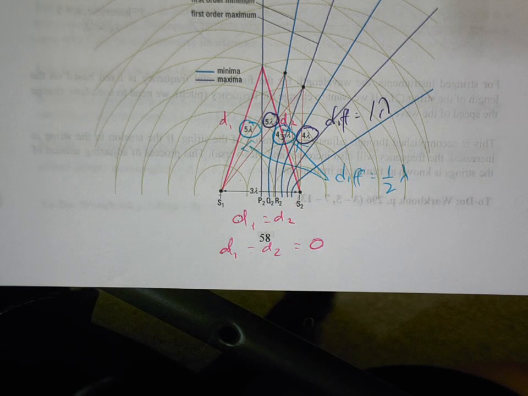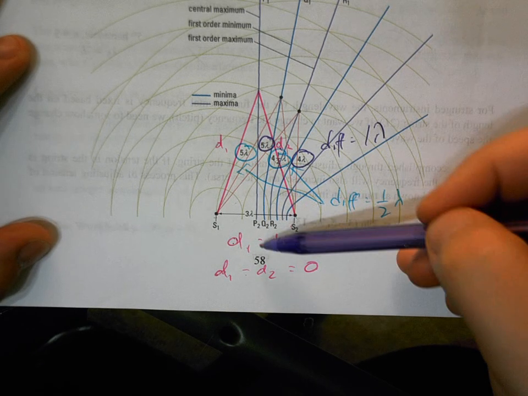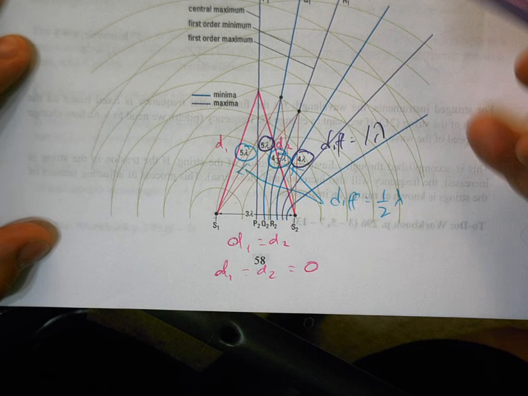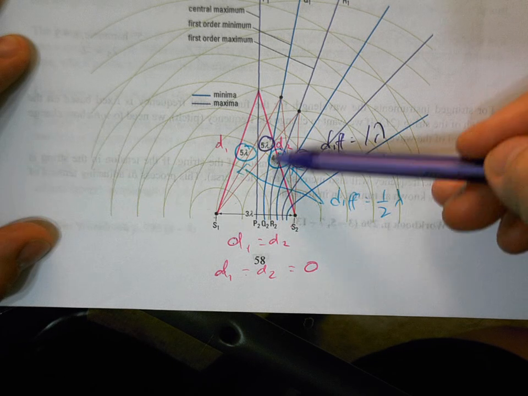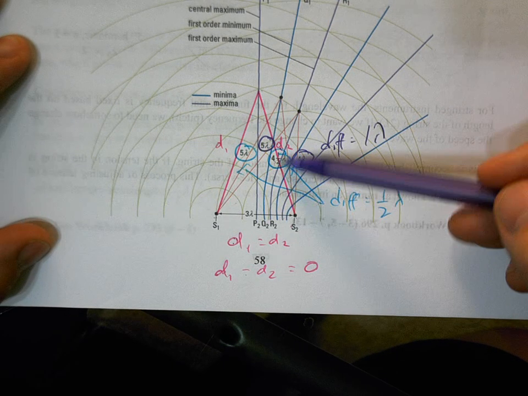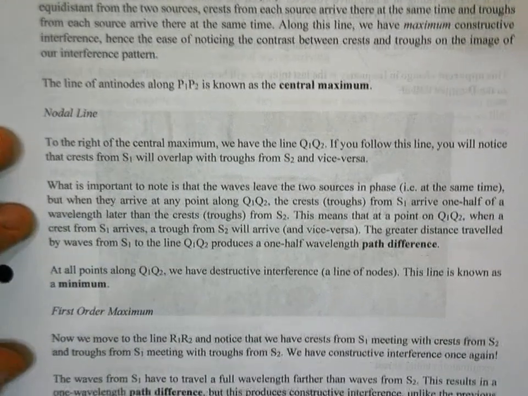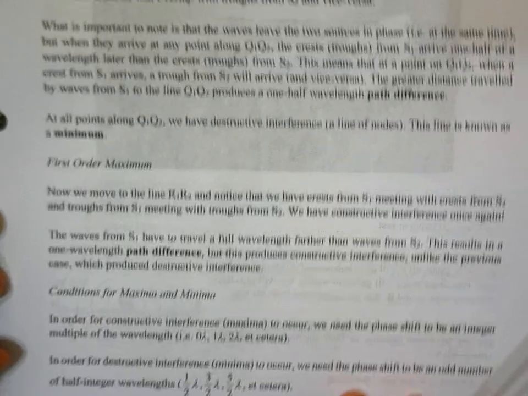Now you might ask, okay, why are we looking at all this? So again, this line here that's cutting right through the center is what we call the central maximum. This line here is what we call the first order minimum, where we have the destructive interference. And then when we start to have all these maxima again, this is what we call the first order maximum. So what we're going to notice is these conditions.